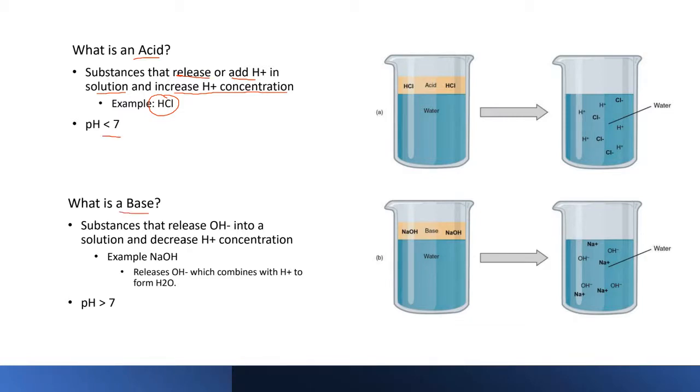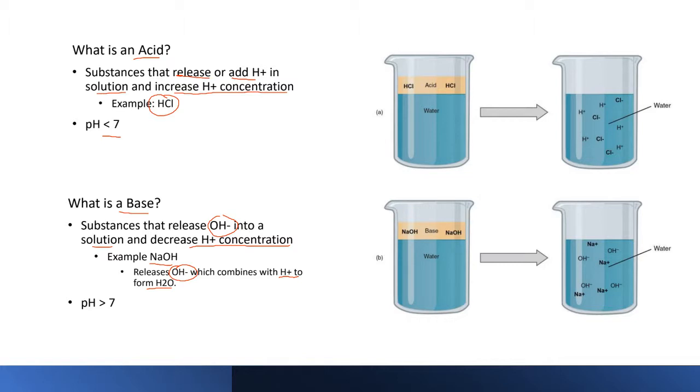What is a base? Those substances that release OH, hydroxide ions, into a solution, or that decrease the hydrogen ion concentration. For example, NaOH, sodium hydroxide. It releases hydroxide ions, which combine with hydrogen ions to form H2O. Because of that, you are decreasing the concentration of hydrogen ions.